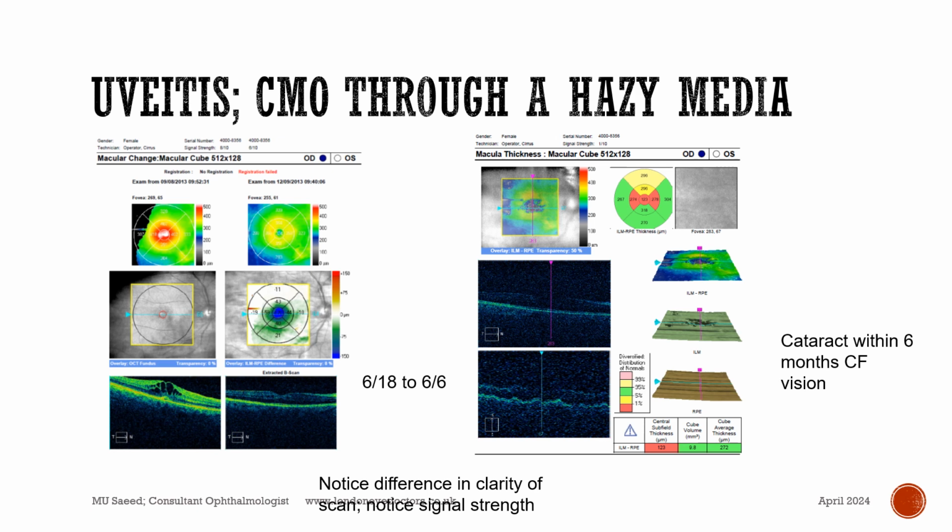The example is the image on the left, which shows a fairly good quality OCT scan, and the image on the right, which is the same patient and which has developed a cataract within 6 months, and the vision has dropped to counting fingers with a significant cataract. You can see the image quality is fairly degraded, and the retinal layers can hardly be discerned.